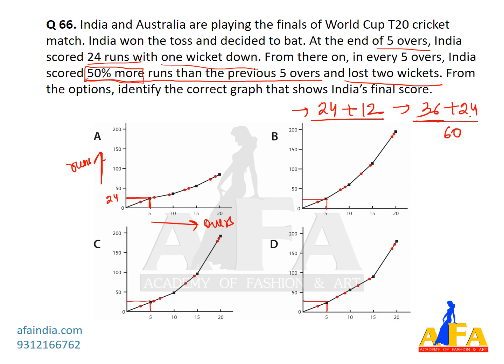So at the 10th over, we can see it is possible. Here you can see that option A is wrong. Why? Because at the 10th over, the runs are less than 50, right? So here it can be possible. Here it can be possible. Also it is given that in every 5 overs it is increasing by 50%.